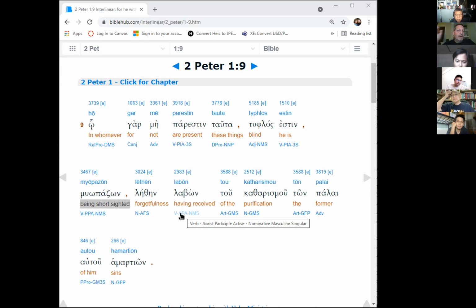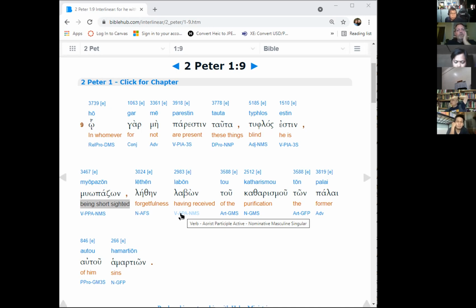I'd recommend just using Bible Hub. The Berean interlinear is, I think, much better. It won't mislead you, because lethe is a noun. It just means forgetfulness. Yeah. Labon is from lambano, which means to receive.